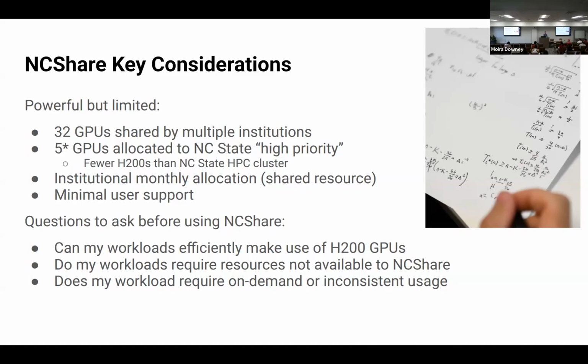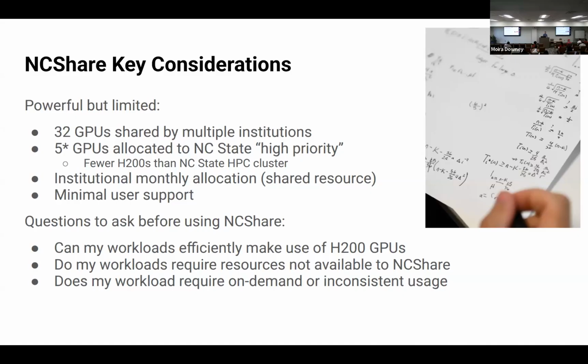Do your workloads require resources that are not available on NC Share? For instance, if you need short-term access to H200 GPUs, but what you really need is a bunch of CPU cores to do a lot of your research, and you're just using H200s for a small part of it, it might make more sense to do it on something like Hazel that has both.